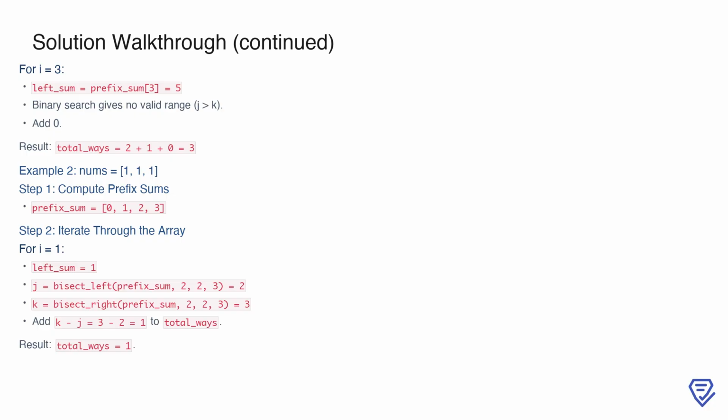Now, let's consider a simpler example, nums equals [1, 1, 1]. The prefix sums for this array are 0, 1, 2, 3. Using the same method, for i equals 1, the left subarray sum is prefix_sum[1] equals 1. Binary search gives j equals 2 and k equals 3, resulting in one valid range, [2, 2]. This contributes 1 to the total number of ways. In this example, the total number of ways is just 1.